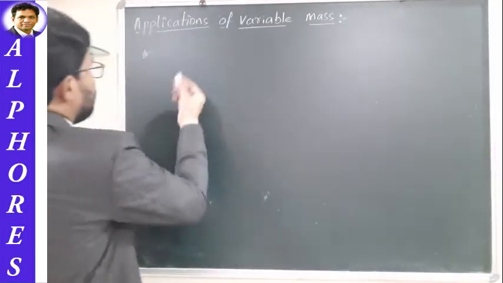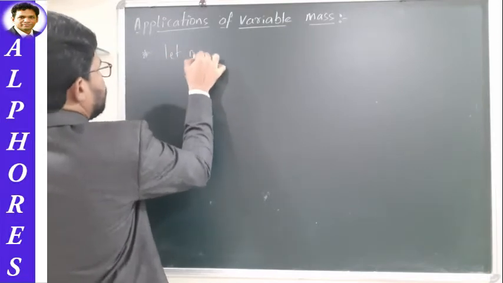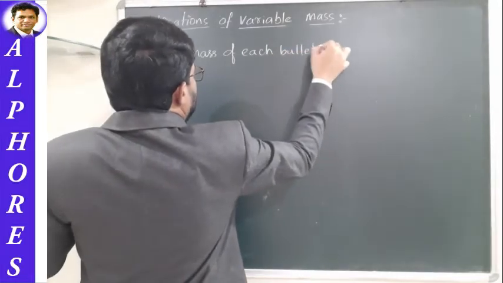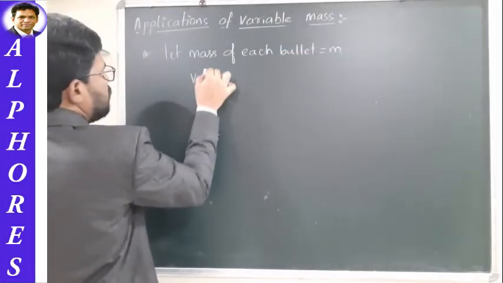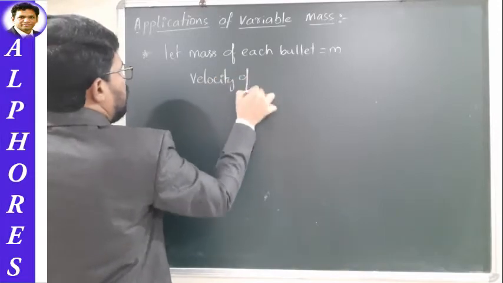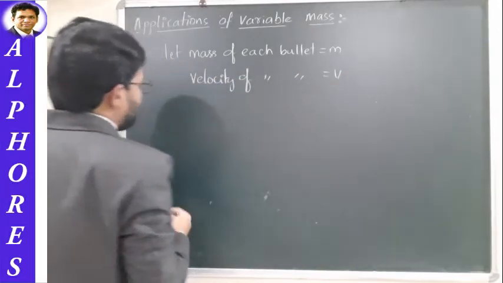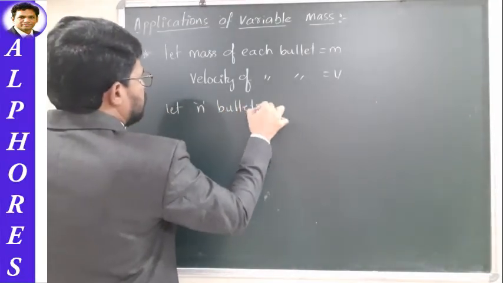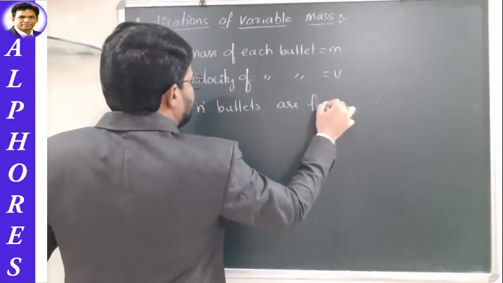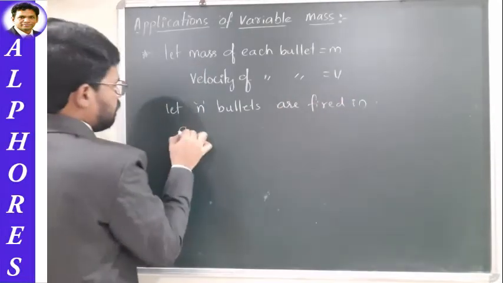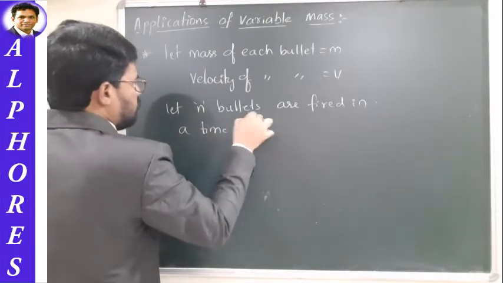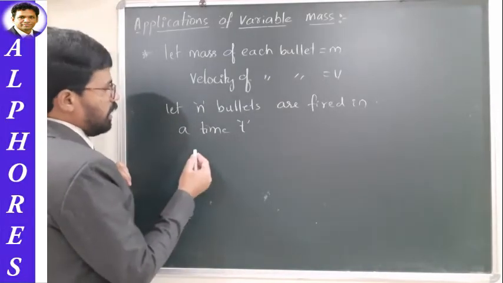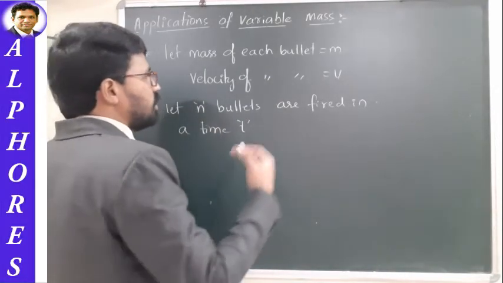So let us find out one by one. I'll assume that the mass of each bullet is m, and the velocity of each bullet is v. Let n bullets be fired in a time t. So these are the details I am assuming here. Let us find out the force exerted on the shoulder because of ejection of the bullets.